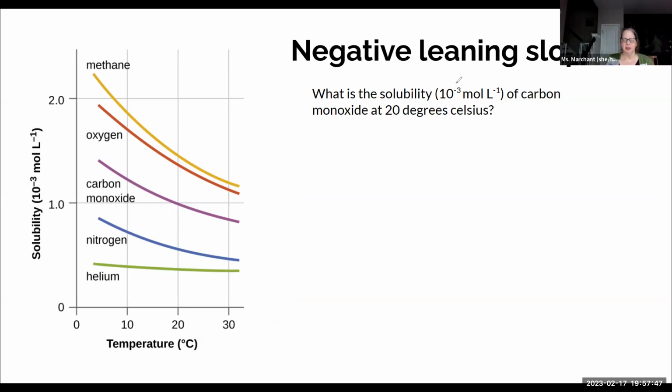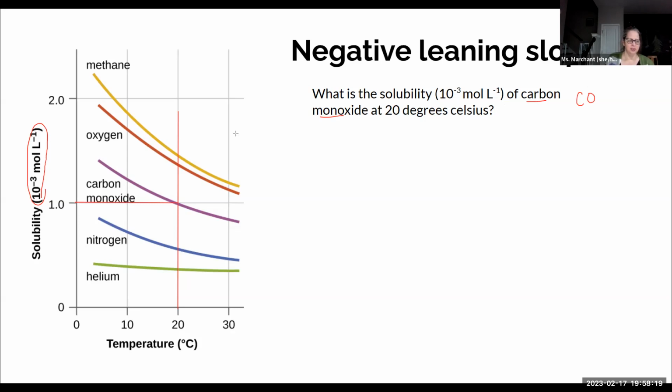What is the solubility with units 10 to the -3 moles per liter? So it's just saying you can read directly off the graph because we're going to match those conditions of carbon monoxide at 20 degrees. 20 degrees right there on that line. I'm going to go straight up. Which intersection am I going for? Carbon monoxide, CO, mon means one oxygen. And so that would be this graph.